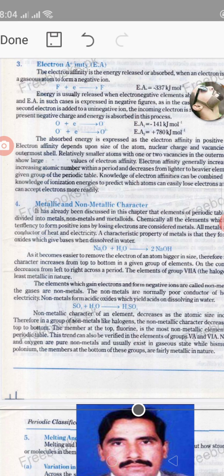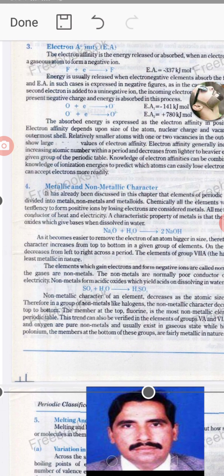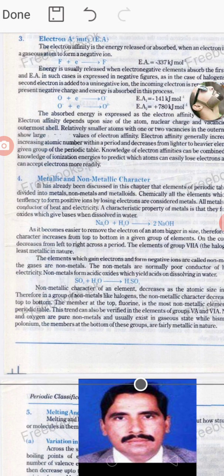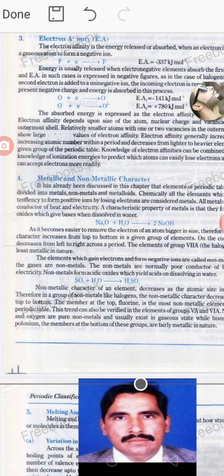Similarly, dear student, we have classified the periodic table into metal and non-metal characters. It was discussed earlier in this chapter that the table is divided into metals, non-metals, and metalloids. Chemically, an element that has a tendency to lose electrons and form positive ions is considered a metal. Metals are good conductors of heat and electricity. Another metallic property is that their oxides are generally basic. When dissolved in water, they form alkalis, basic solutions.